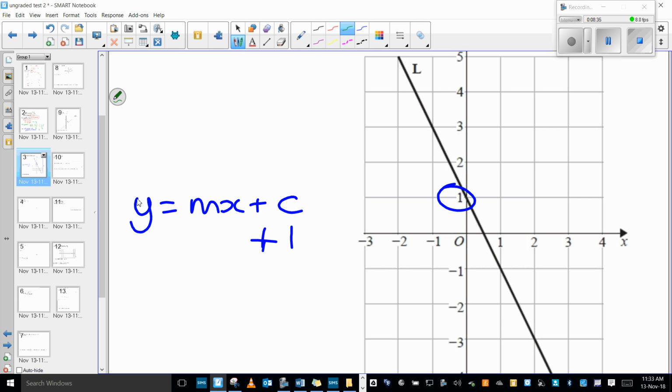So you just need to find the rise over the run. So I'm going to choose this point here, and probably that's the easiest. So I've got 2 over 1. So I've got y equals negative 2x plus 1. That's it. Okay? Quite a few of you had y equals 2x plus 1. It's those negatives that will lose you the marks if you don't have them.